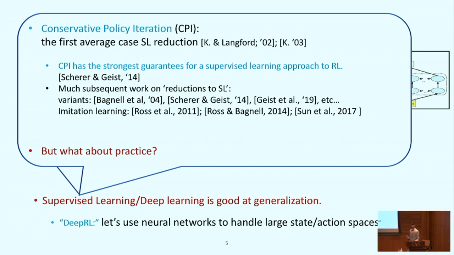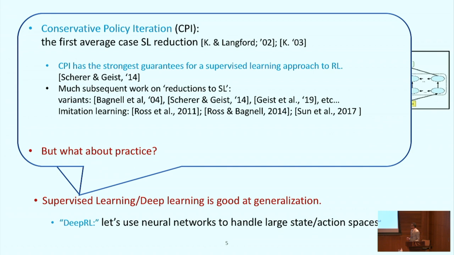The first result with regards to generalization was really due to this conservative policy iteration algorithm, where they gave an average case reduction that said we can do reinforcement learning well based on the error of certain supervised learning subproblems. I'll talk about that a bit later.